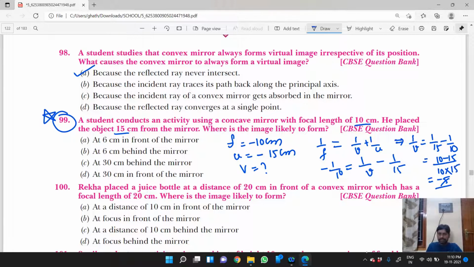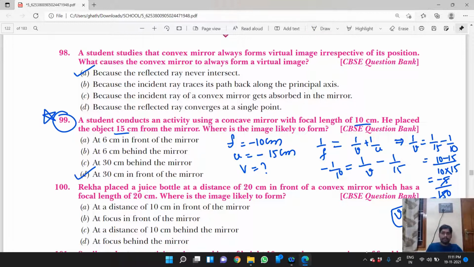So it is 150. This is minus 30. So the image distance is minus 30 centimeters. It indicates that the image is formed in front of the mirror. 30 centimeters in front of the mirror is the correct one.